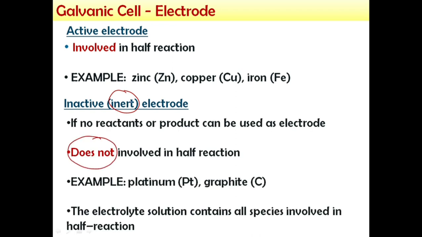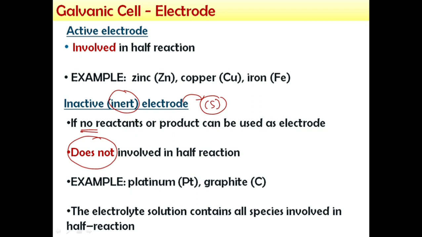Okay, kenapa kena tambah inert electrode? Bila no reactants or product can be used as electrode. Okay, macam ni kita nak tahu reactant dengan produk tersebut tidak boleh digunakan untuk electrode kalau the phase is not in solid. Okay, so untuk electrode, mesti fasa dia dalam solid. Okay, metal. So, metal electrode in the phase of solid. So, kalau awak punya species of reactant dengan produk is not in solid phase, means cannot be used as electrode.